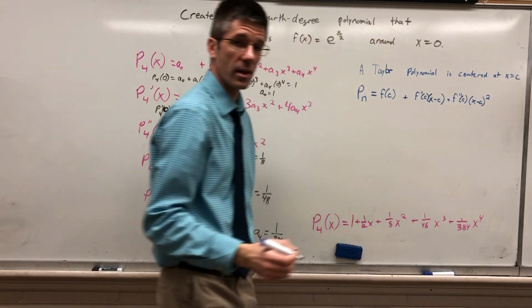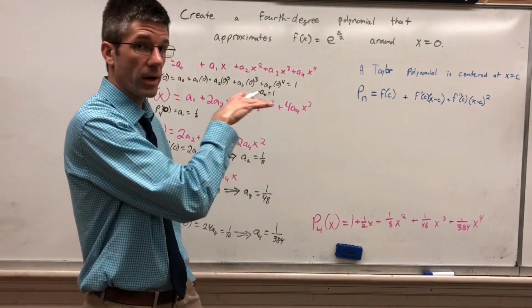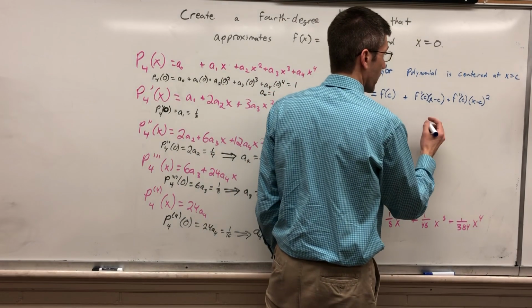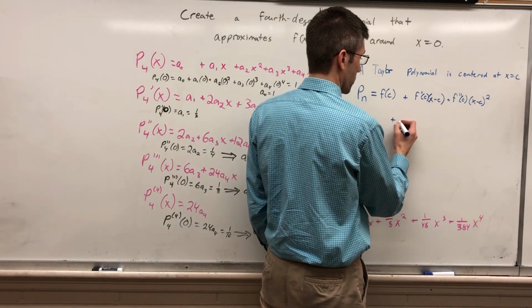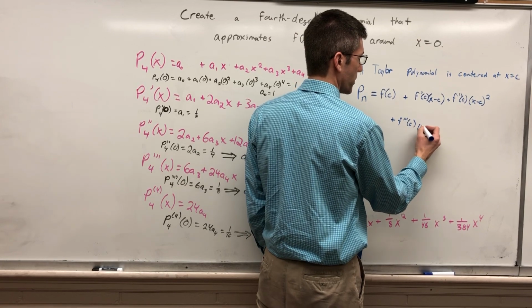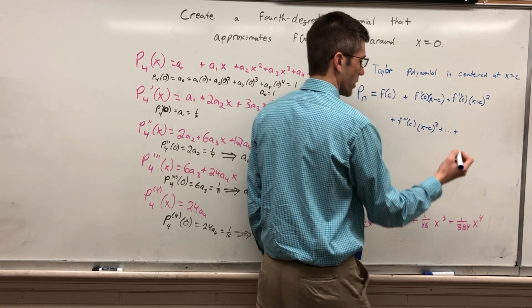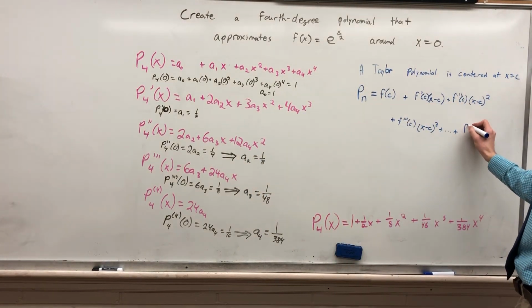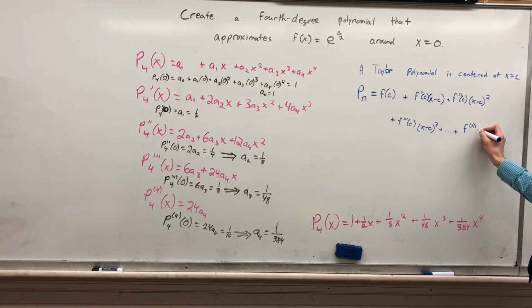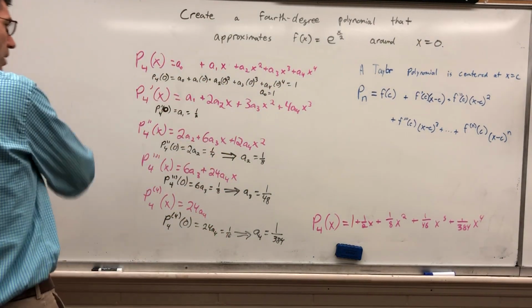Now, don't you stop the video here and say, oh, we're done. No, we're not. I need to do some major fixing on this. And then we will keep going with f triple prime at c times x minus c cubed. And this goes on forever until you get sick of it. And it's f nth derivative at c times x minus c to the nth power. I have left some very important stuff off, and we're going to fix that right now.